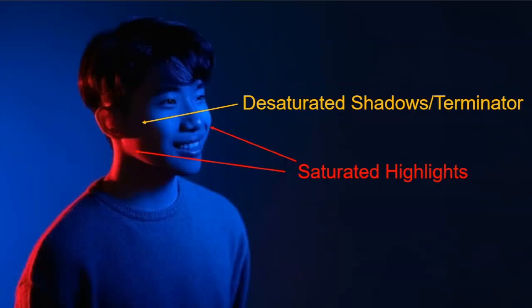In the case of two neon lights on different sides, each side would be illuminated by the color of each light. The transition to each light in the shadows and Terminator midtones would be more desaturated towards gray as both of the colored lights mix together.